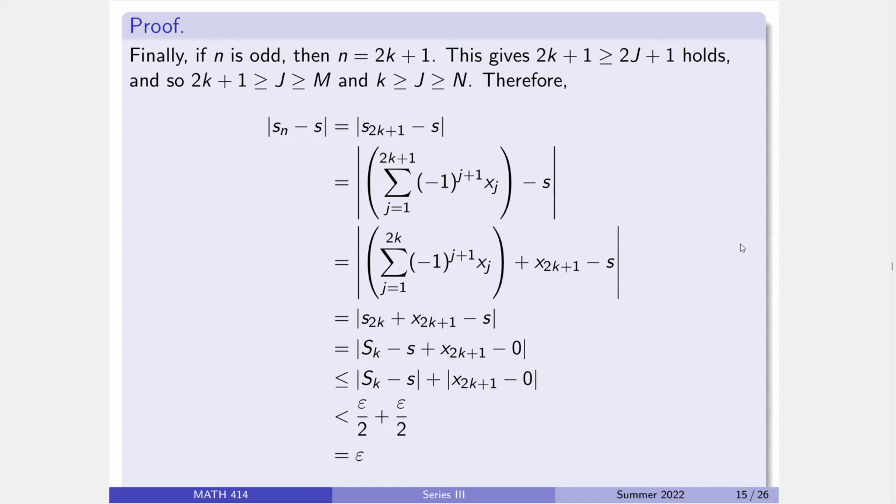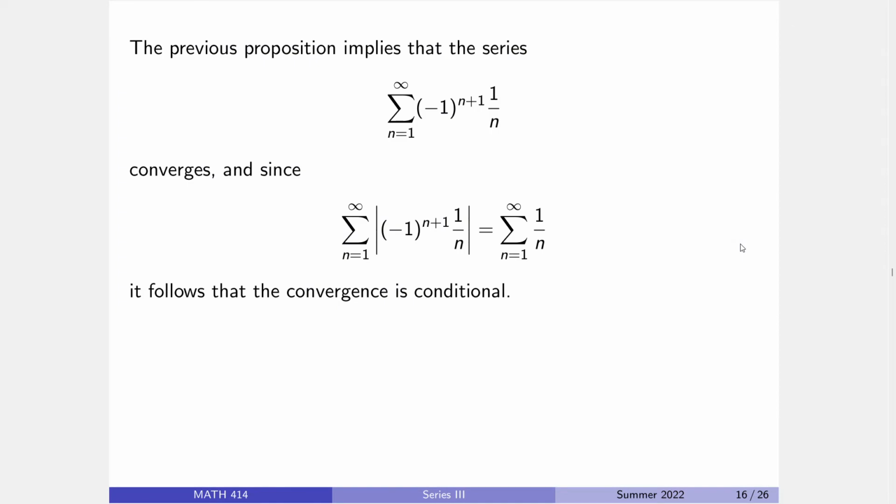Alright, so with this in tow, we now produce an example of a conditionally convergent series. 1 over n is monotonically decreasing and converges to 0, so we know this must converge. And since the absolute values of this give us the harmonic series, which is divergent, we know that the convergence of this series is in fact conditional. So the convergence of this is not because the absolute values converge, the convergence of this is for some other reason. The convergence is based off of a fact other than that the absolute values converged. That's all conditional means.